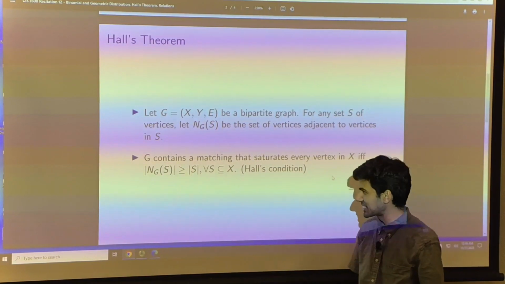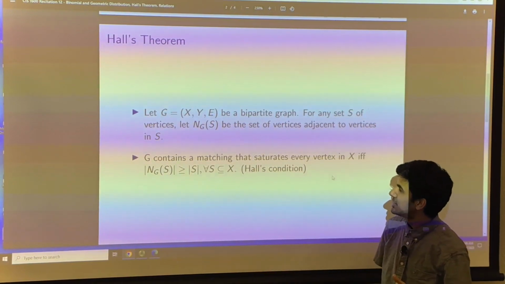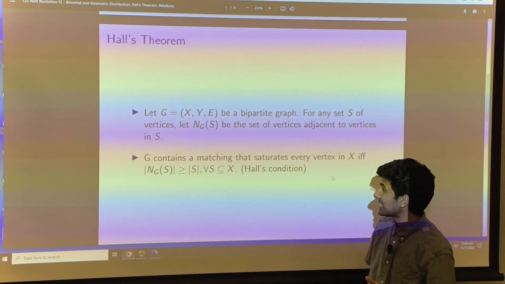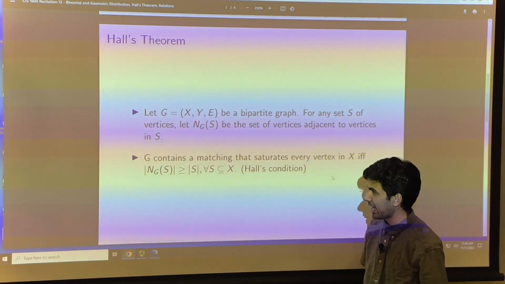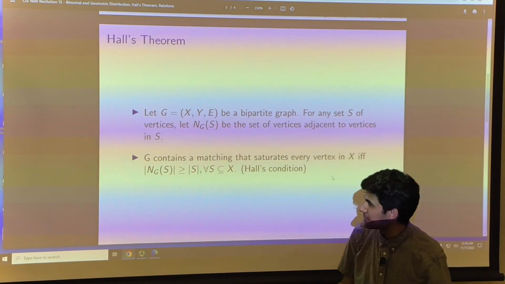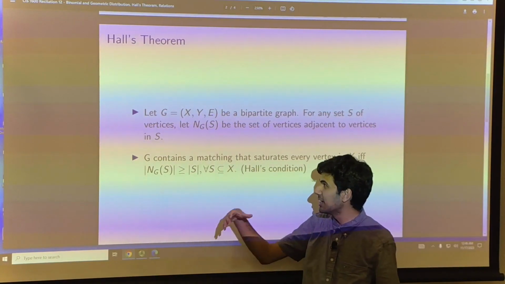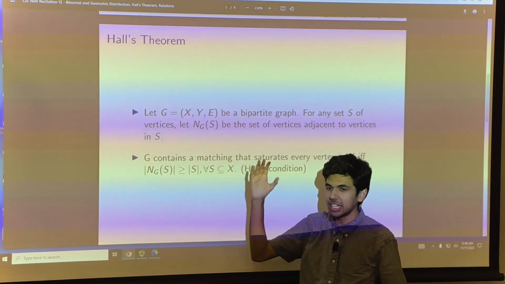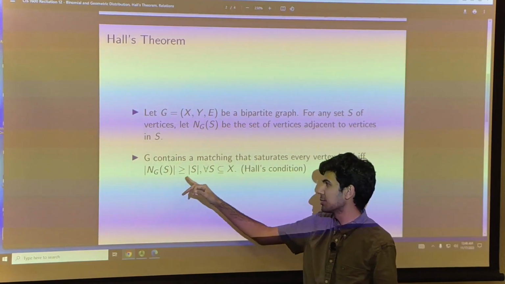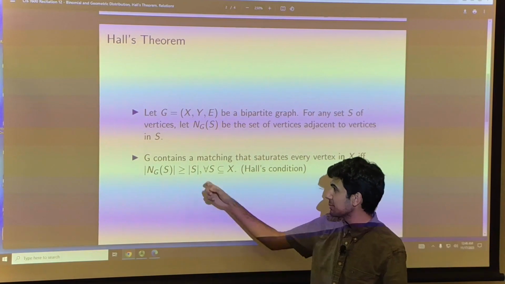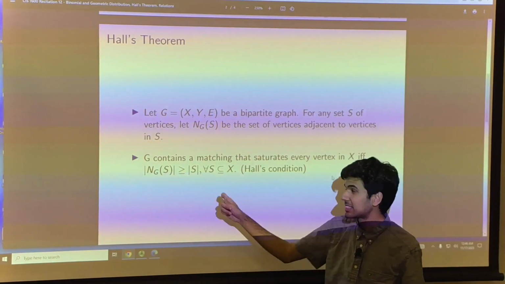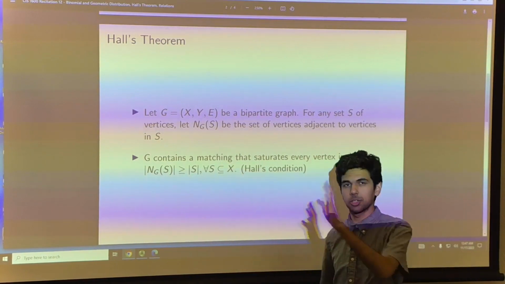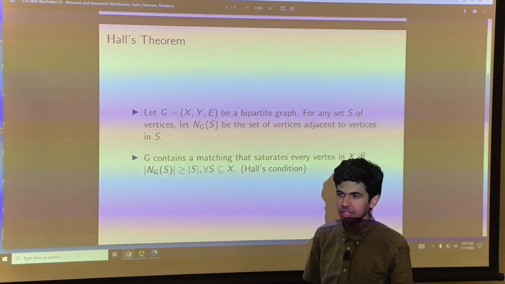Finally, we turn to Hall's condition or Hall's theorem, which says that G contains a matching, we'll define what a matching is shortly, that saturates every vertex in X if and only if the cardinality of the neighbor set of S, I'm going to call this the neighbor set, is greater than or equal to the cardinality of S. And this must hold for all subsets of vertices of X. Again, quite chaotic. Let's go over to the blackboard and draw this out.